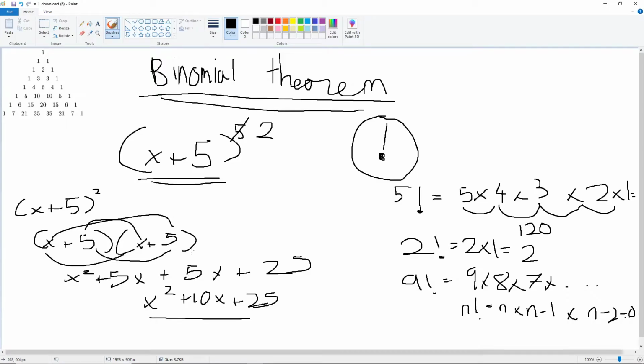I would only ever use this expansion method if it's to the power of 2, possibly even 3. I wouldn't really go much further than this, as it would be very time consuming. Now I'm going to show you an example for when it's above cubed probably, and it's called Pascal's triangle. Let's say you have once again x plus 5 to the power of 5.